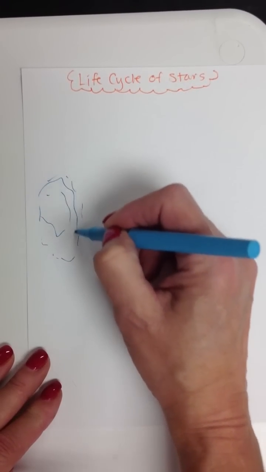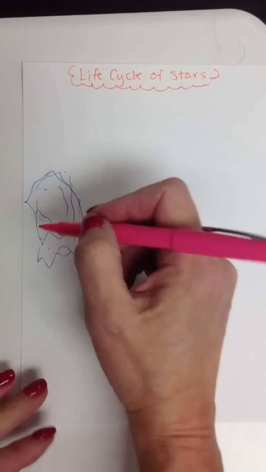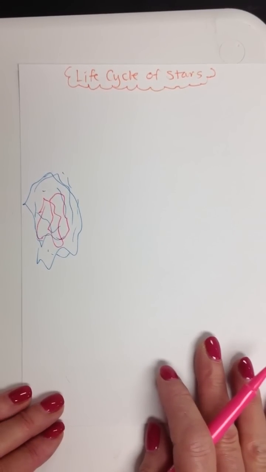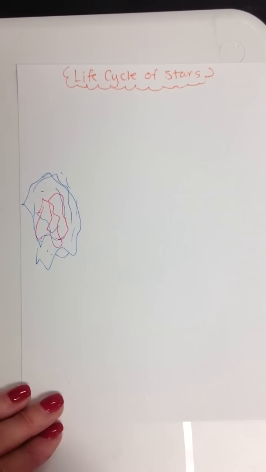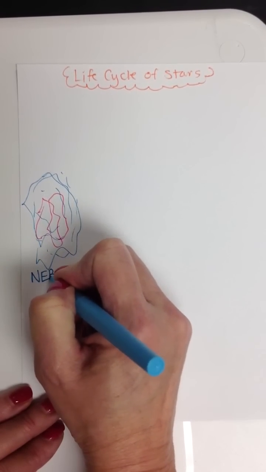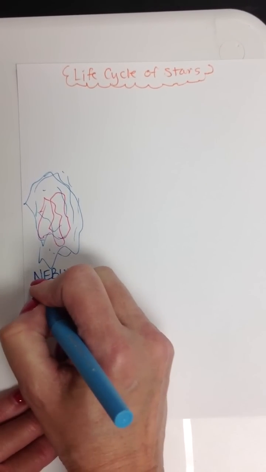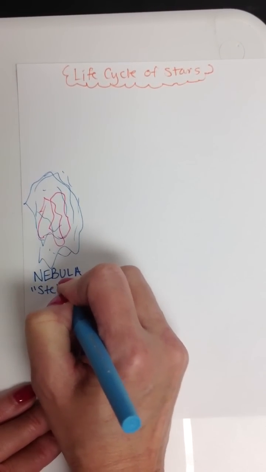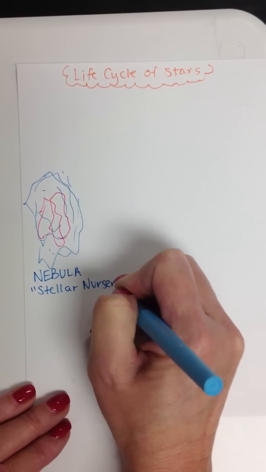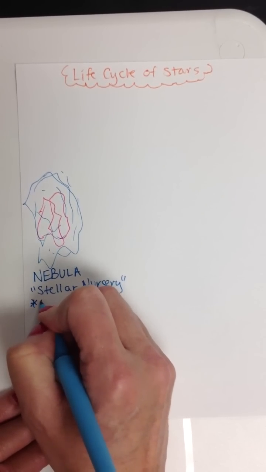I'm going to make this cloud here. I'm going to add a little color because there's all kinds of different elements and gases in there. And this is known as a nebula. Well, what is a nebula? It's also called a stellar nursery. And what does that mean? Well, this is the birthplace of stars.